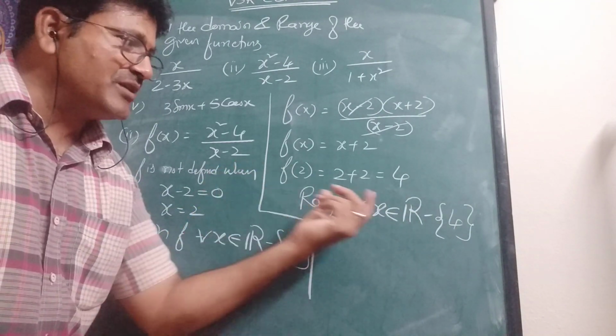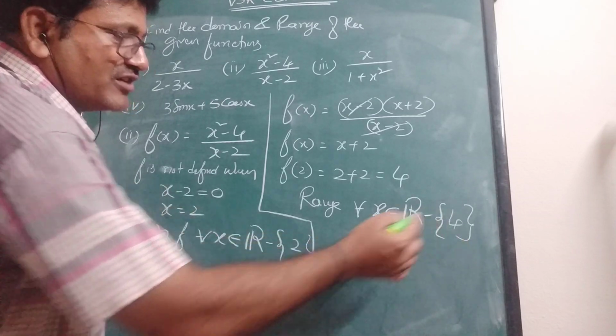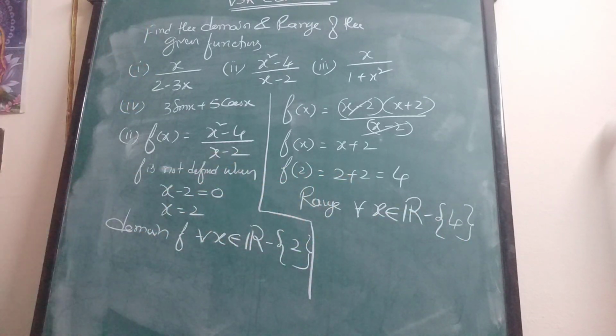So if you substitute there, we got 2 plus 2 as 4. So that we have to remove, R minus 4, like this. Now the range value will be for all x belongs to R minus 4. Like this you have to do this problem.